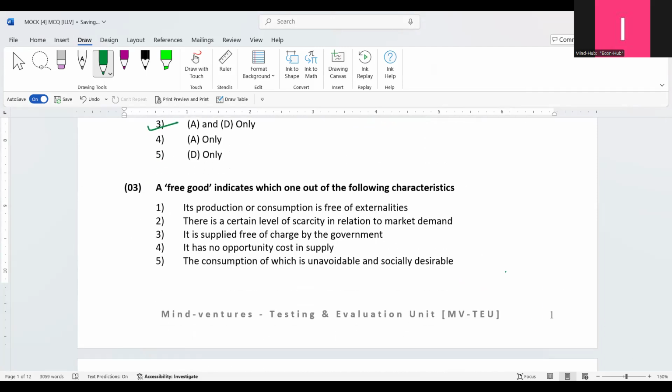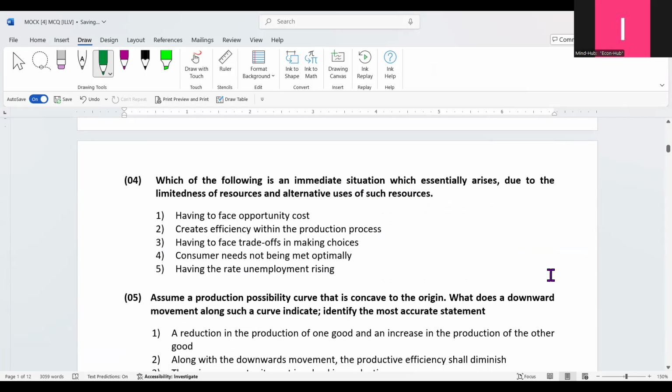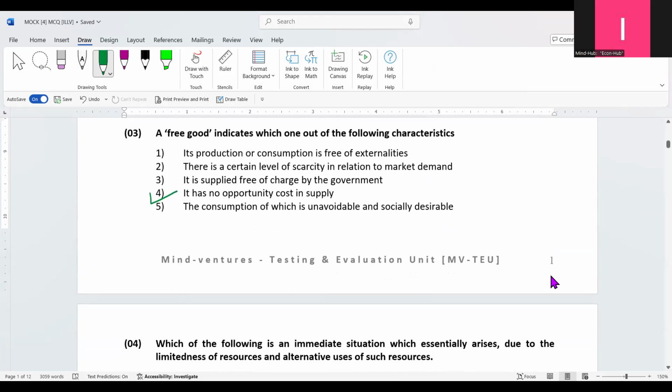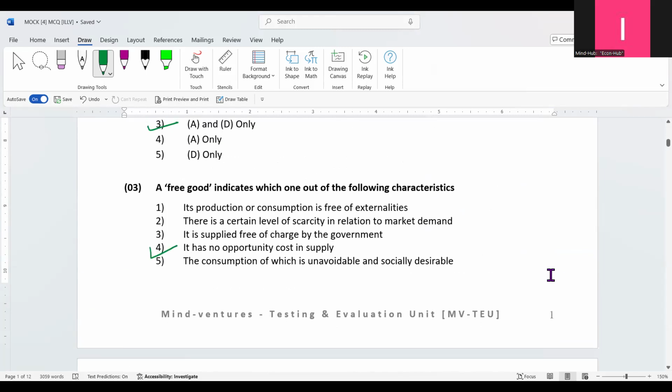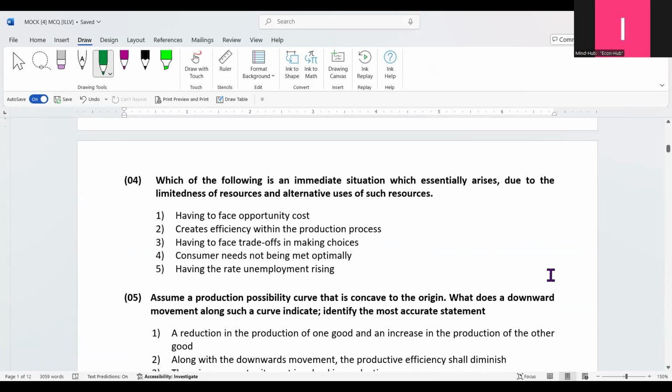A free good indicates which one out of the following characteristics? A free good. I think answer 4 is a straightforward answer. It has no opportunity cost in supply. Question 4. Which of the following is an immediate situation? Okay. As always, if there is any option that you want me to explain in a bit more detail, then let me know. Most of these answers, when the answer is very straightforward, I'm going to move on.